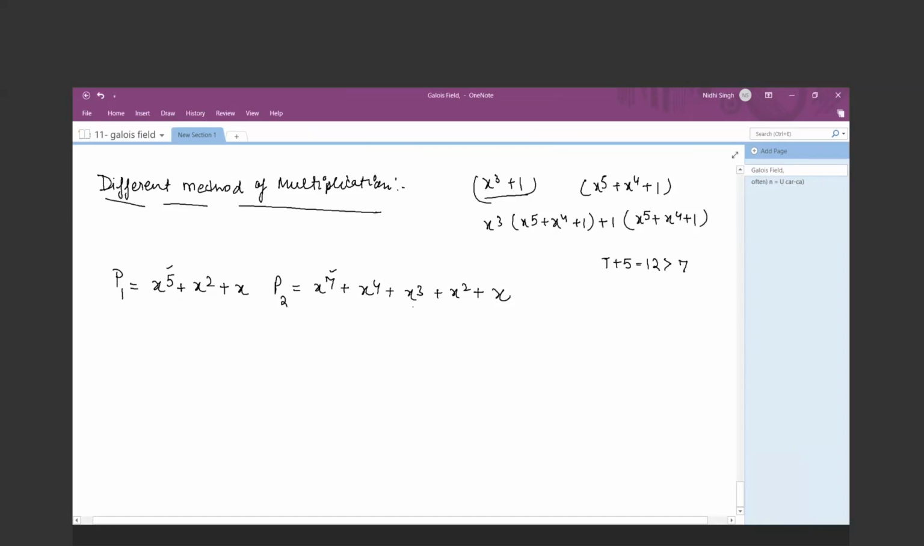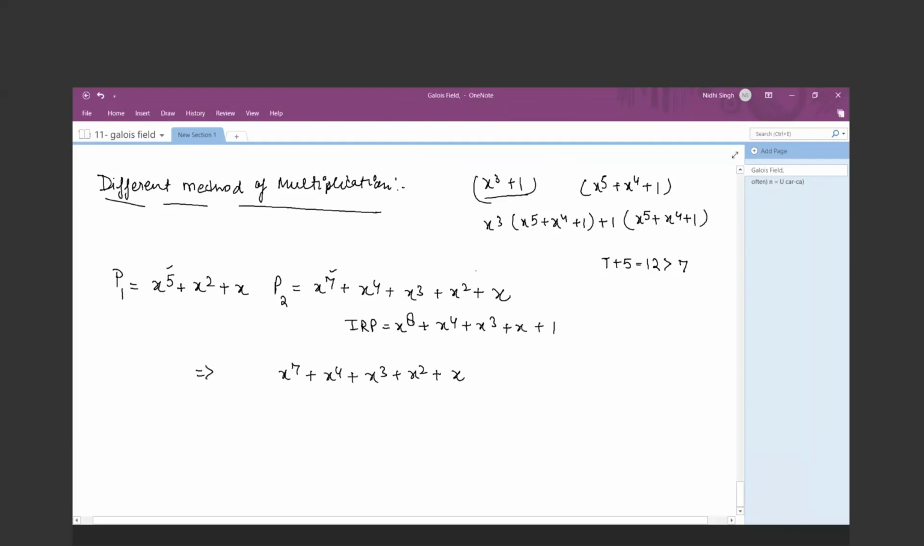So we need reduction. In the reduction, the irreducible polynomial will be given to you in the question, that is x to the power 8, x to the 4, x cubed plus x plus 1. So in the different method of multiplication, you have to start with one logic: in the polynomial P2, the maximum power is 7. In the polynomial P1, the maximum power is 5.